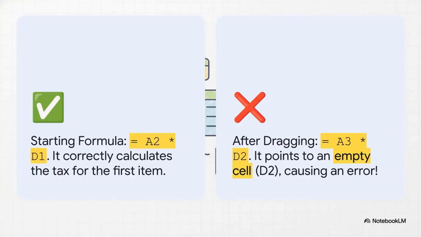Look, here's the play-by-play. Our original formula was equals A2 times D1. When we drag it down one row, the spreadsheet tries to be helpful and updates both parts. So A2 becomes A3, which is perfect. That's the next price, exactly what we want. But, and here's the problem, D1 becomes D2, which points to a completely empty cell, and that's where everything goes wrong.